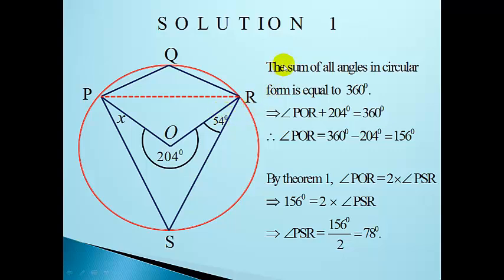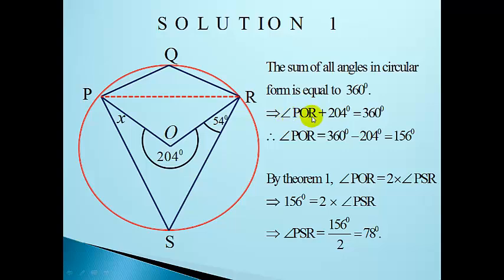I repeat, the sum of all angles in a circular form is equal to 360 degrees. And so now, angle POR plus 204 degrees is equal to 360. That is, angle POR plus the reflex angle 204 degrees is equal to 360 degrees.